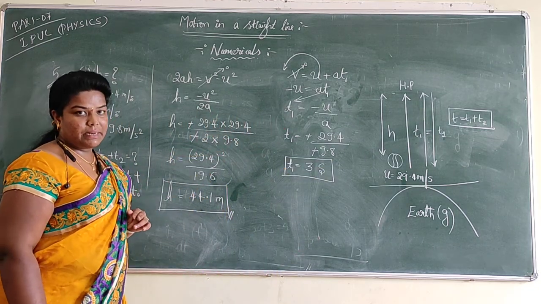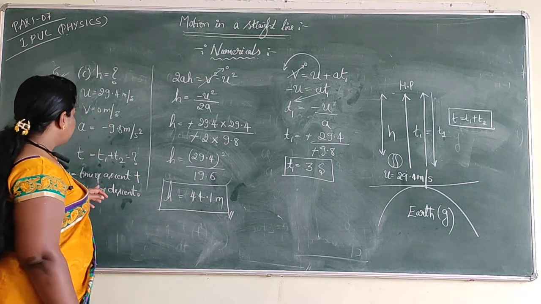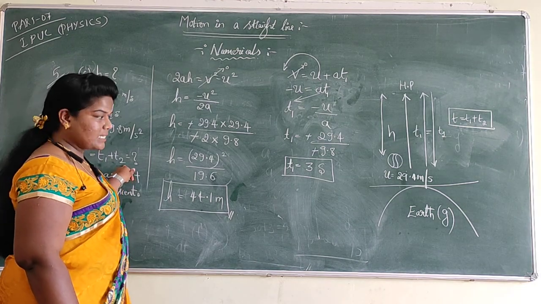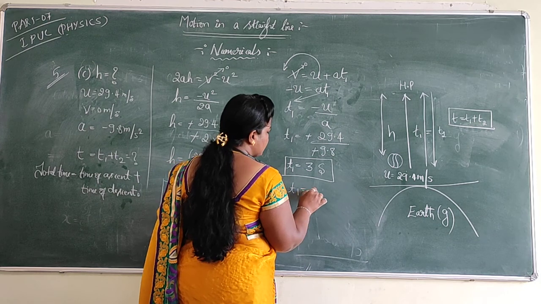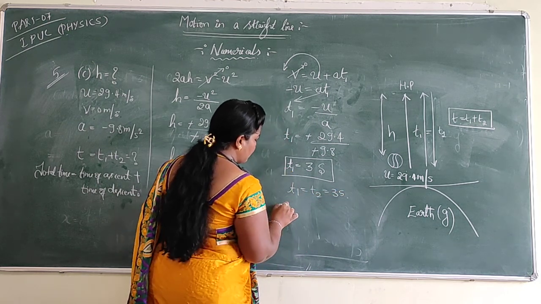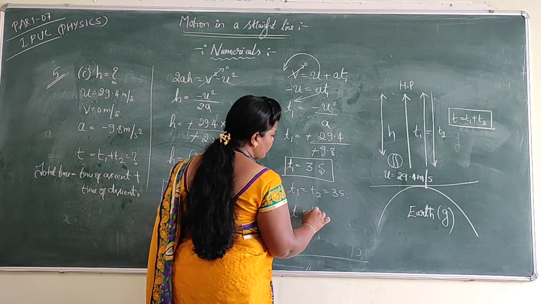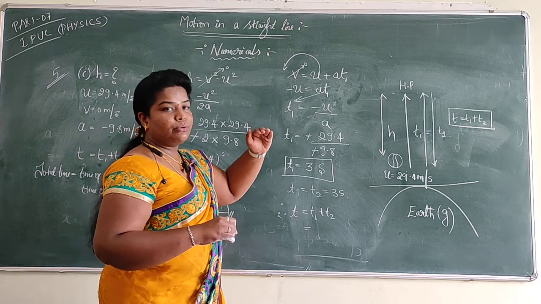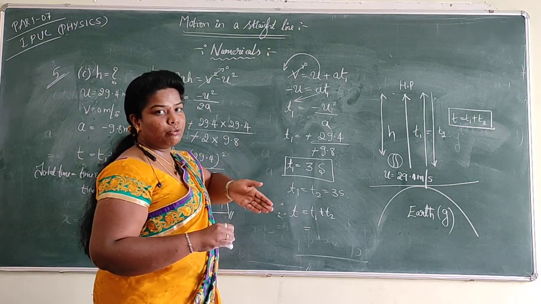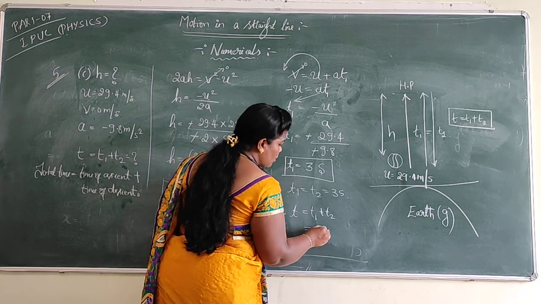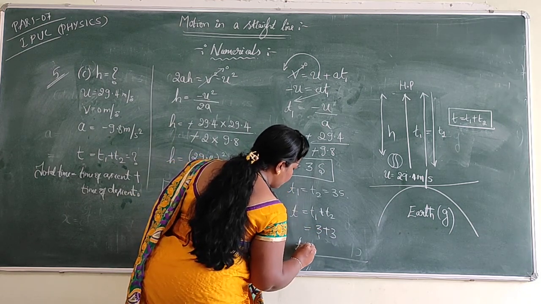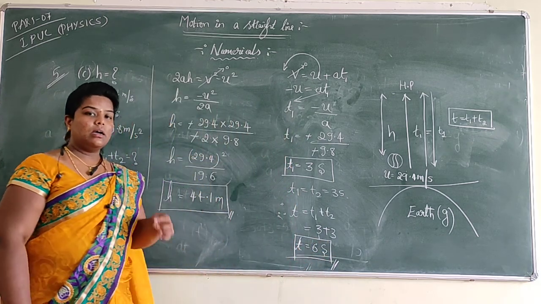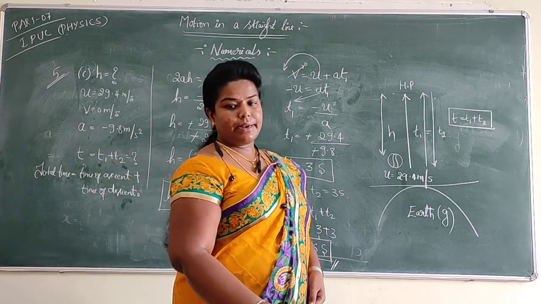But we have not yet completed the numerical. Why? Because here we have two times to calculate. We know that the time of ascent and time of descent are both the same. Therefore, T1 is equal to T2 is equal to 3 seconds. Finally, the total time T is equal to T1 plus T2, that is time of ascent plus time of descent: the time to move towards the highest point and the time to come back to the original position. 3 plus 3, so the total time T becomes equal to 6 seconds. So this is the solution for the required question.